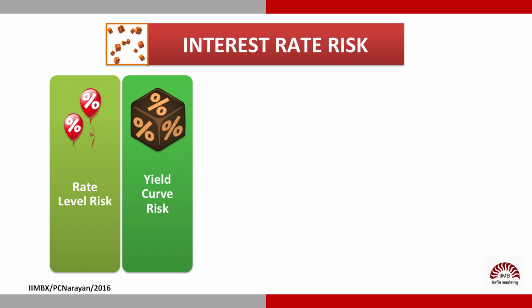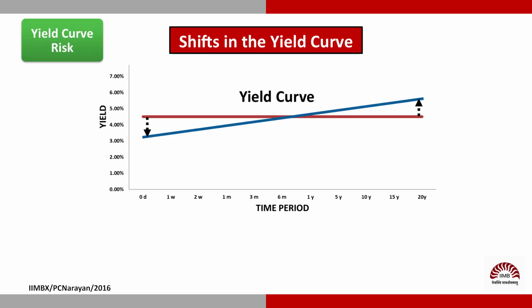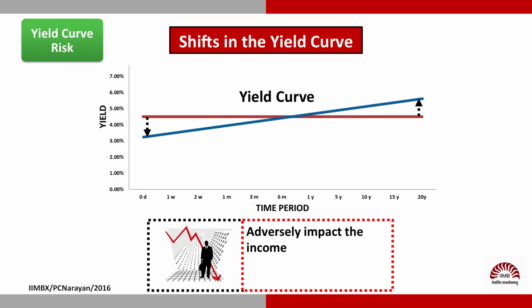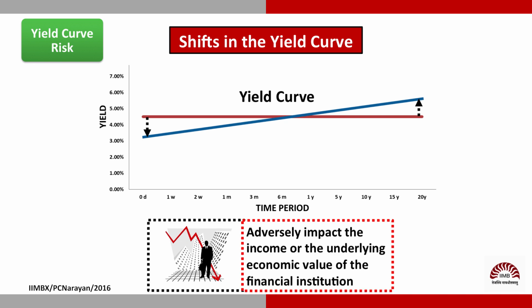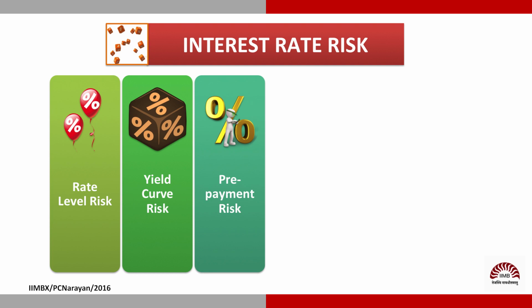Second is the yield curve risk. This risk is encountered when shifts in the yield curve adversely affect income or the underlying economic value of the financial institution. 3. Prepayment risk.